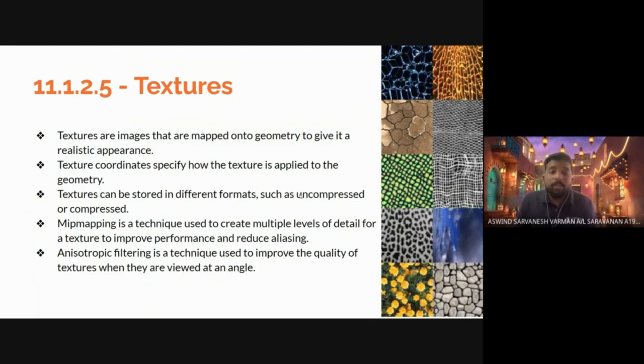And one of the techniques used to create multiple levels of detail for a texture is called MIP mapping, and it is used to improve performance and reduce aliasing. Anisotropic filtering is also a technique which is used to improve the quality of textures when they are viewed at an angle. So some example textures are here.